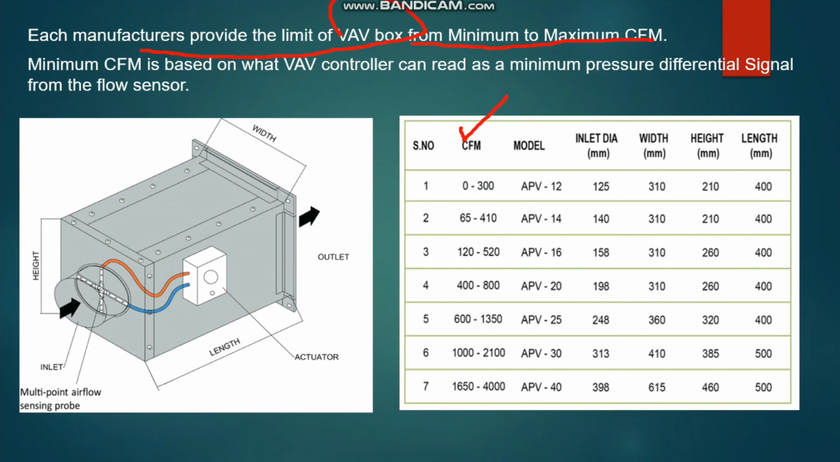Like you see here, I have taken one model. For this 125 mm inlet opening, that means the inlet opening for the VAV where the duct is connected, the minimum and maximum you can adjust is 0 to 300 CFM. Similarly, for the other inlet openings, from 158 up to 400 mm, they have given different CFM. Normally here you can see the actuator or the controller is located, and inside there is a damper, and this is the flow sensor point for the VAV.